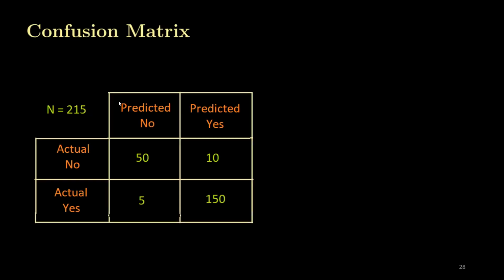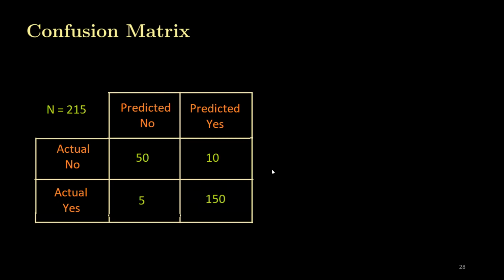This is a confusion matrix of size 2 by 2. Its size is 2 by 2 because we have two labels, no and yes. One of the important things about the confusion matrix is its size. The size of the confusion matrix depends upon the total number of labels or target variables. If we have two labels, the size of the confusion matrix will be 2 by 2. If we have three labels, then its size would be 3 by 3.